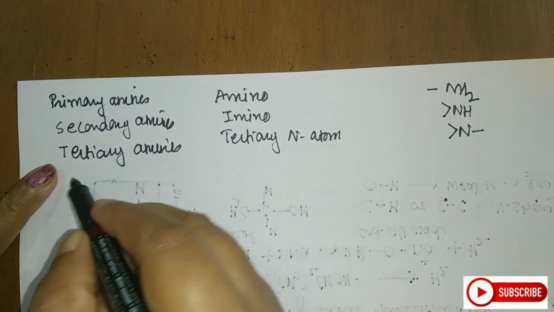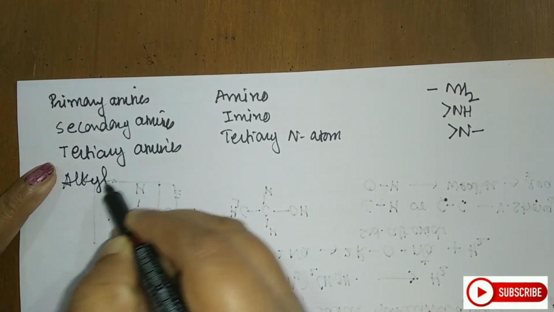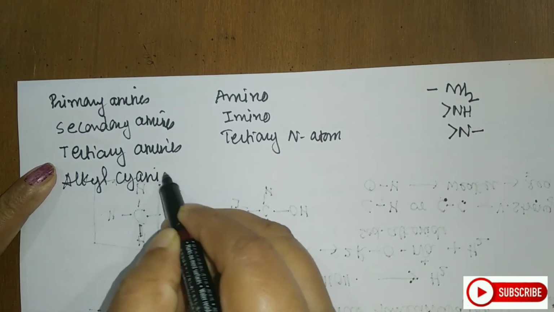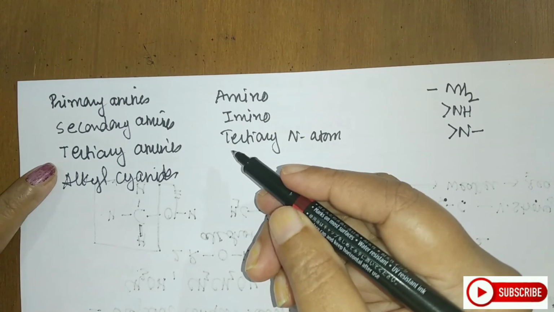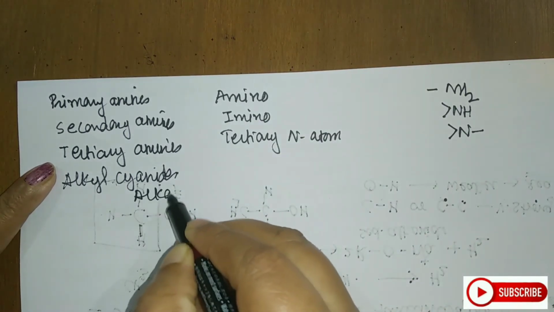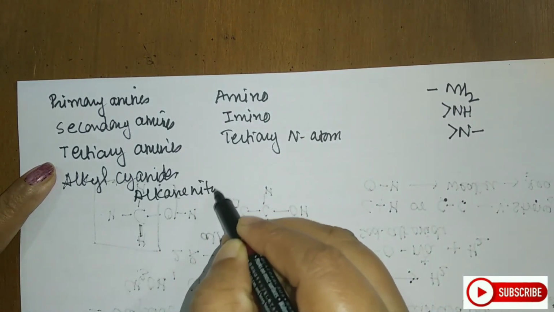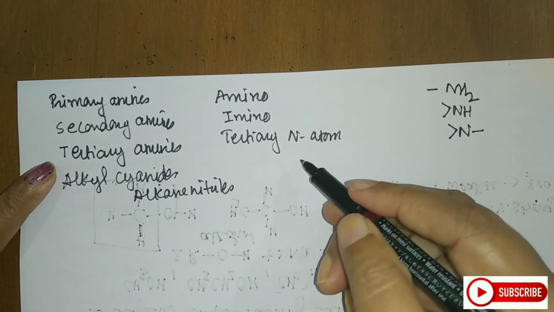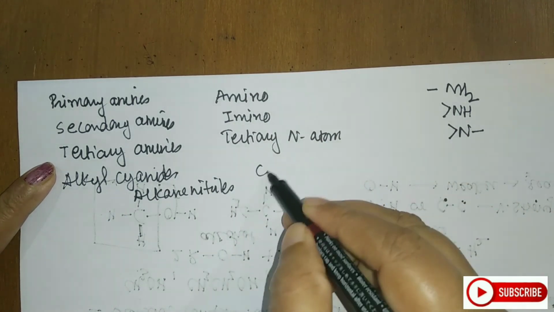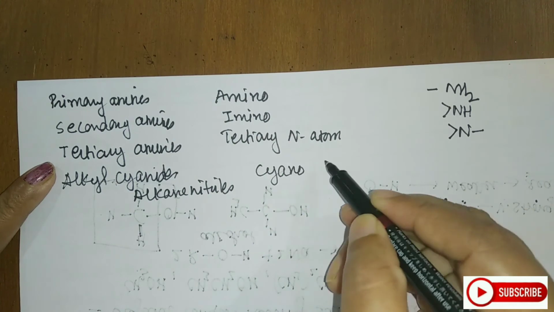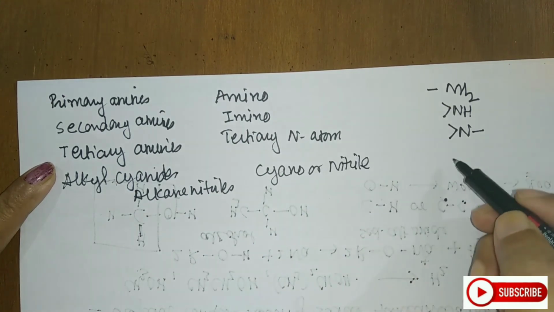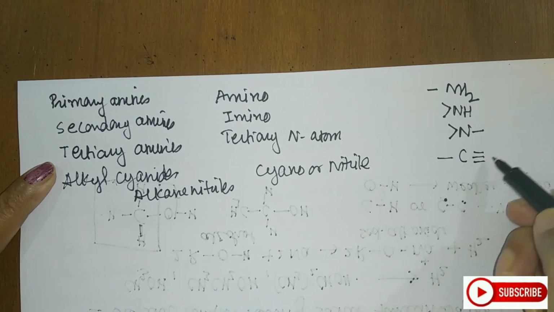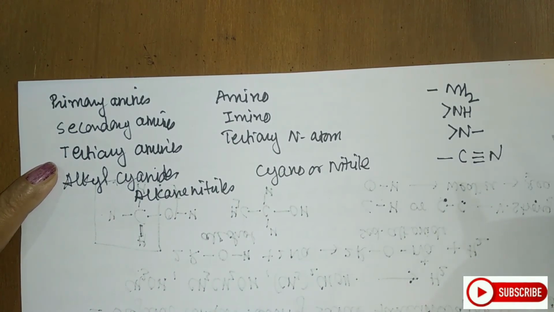Next is alkyl cyanides. Or you call them alkane nitriles. And they are called cyano or nitrile groups. How are they represented? They are represented as carbon triple bond nitrogen.